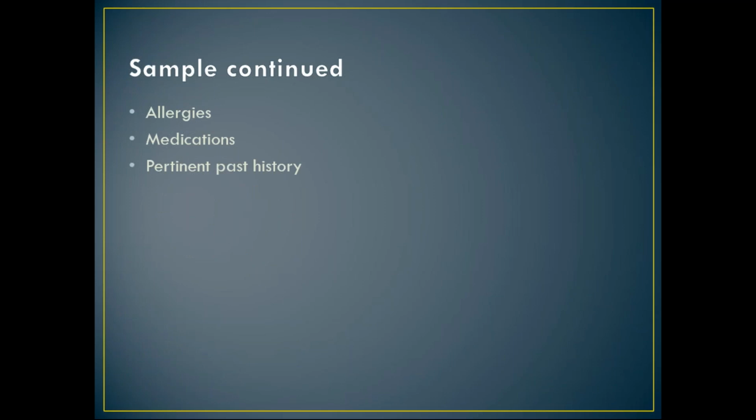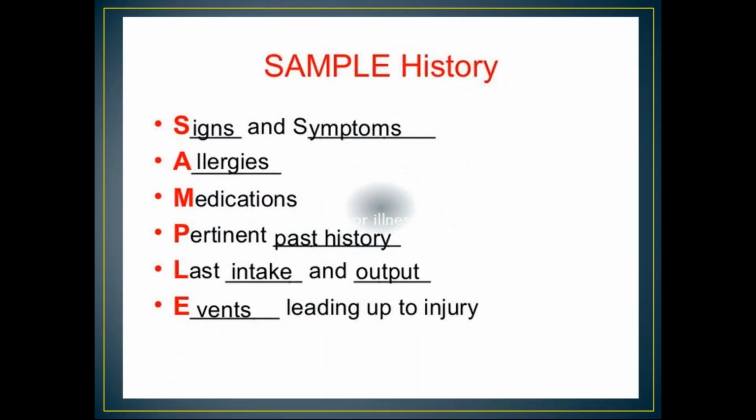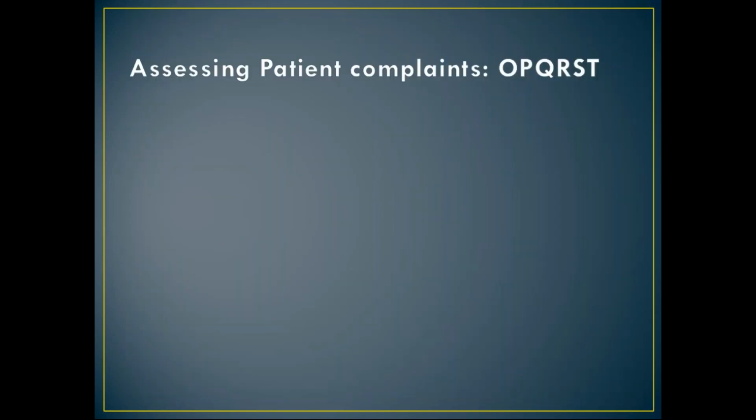Any type of pertinent past history. So again, our patient who's experiencing chest pain, do they have a cardiac history? Have they ever had that feeling before? L is going to be our last oral intake, and then E is going to be our events leading up to that injury and or illness. So that's what our mnemonic looks like for our SAMPLE history.